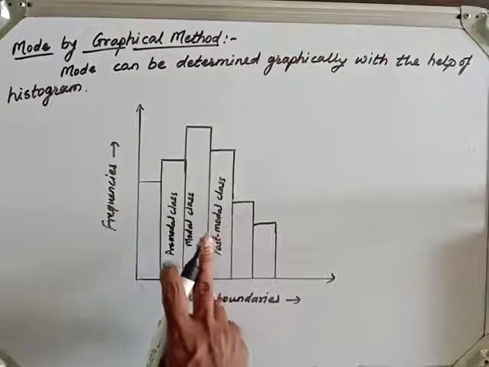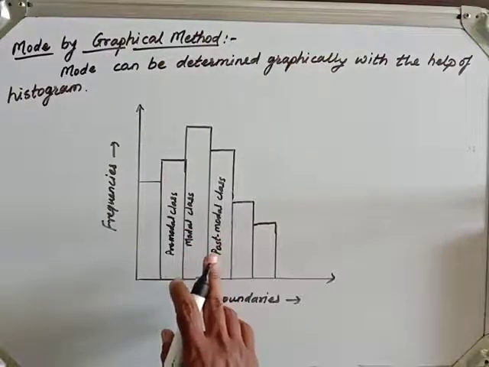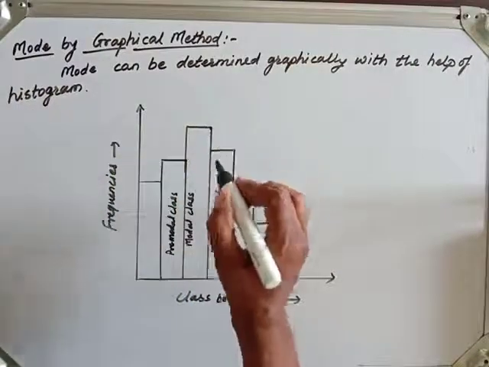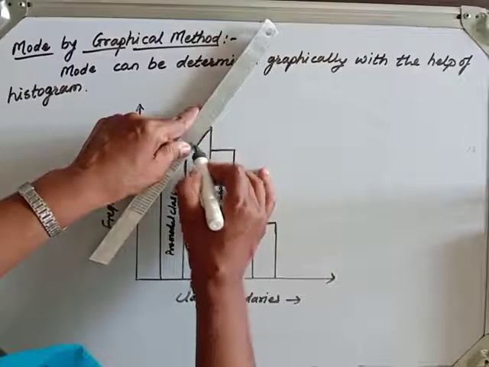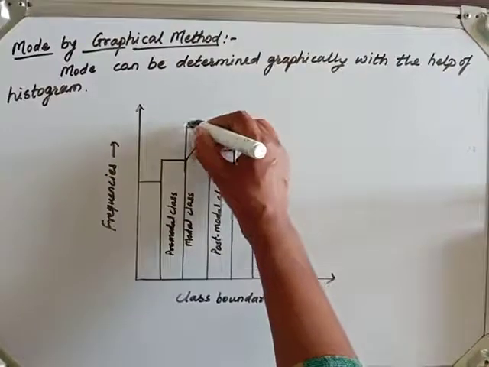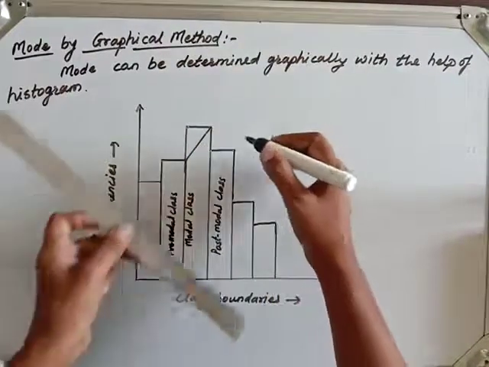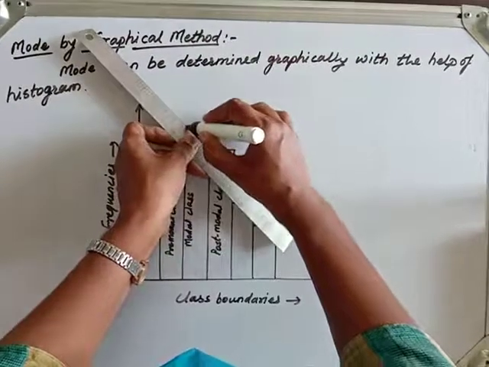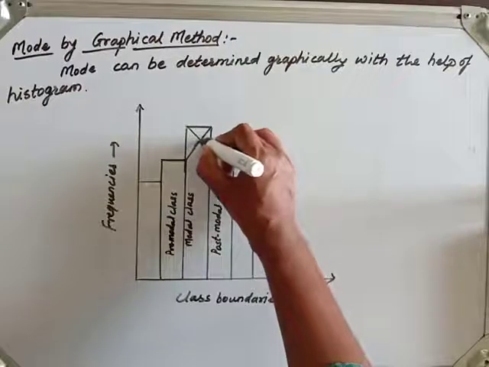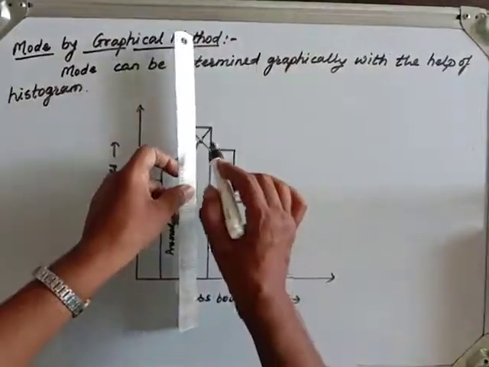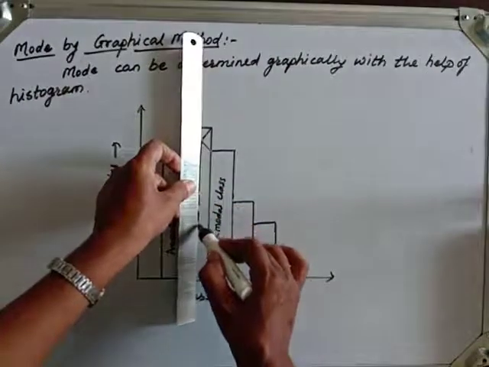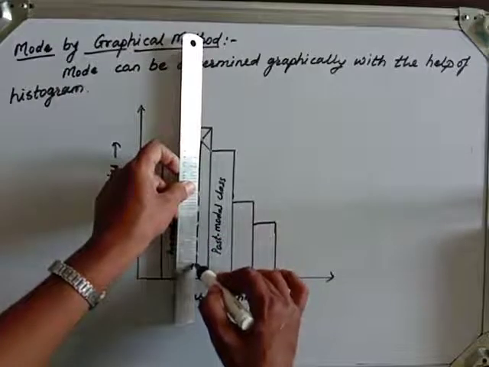Next we join the upper boundary of the pre-modal class with the upper boundary of the modal class. Again, the lower boundary of the modal class with the lower boundary of the post-modal class. These two diagonal lines intersect at this point. From wherever they intersect, we draw a perpendicular on the x-axis.